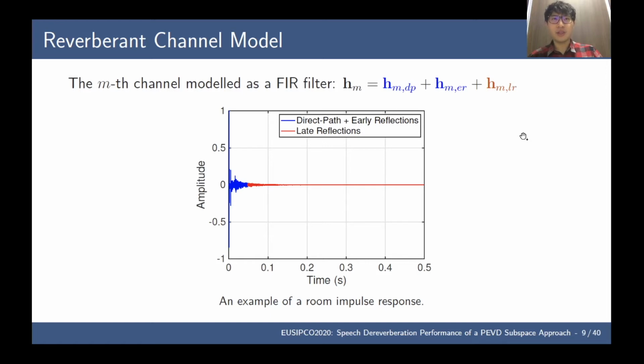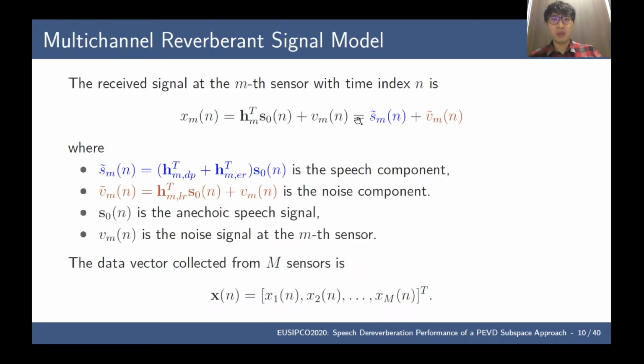Incorporating this reverberant channel model, the received signal x can therefore be decomposed into the speech component, x tilde, in blue, which comprises the direct path and early reflections, and the noise component in red, which consists of the late reflections and the additive noise. Across n sensors, the data vector is written as the following.